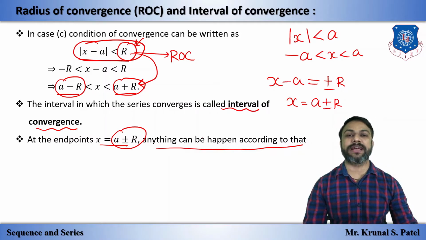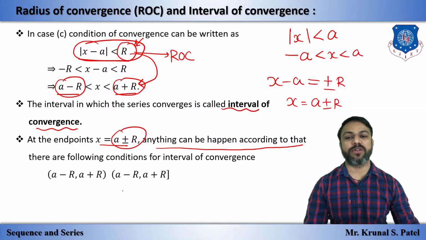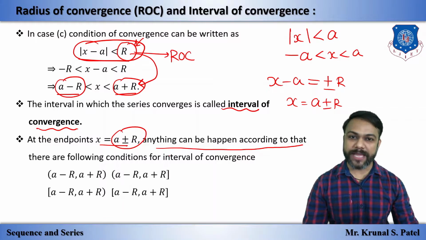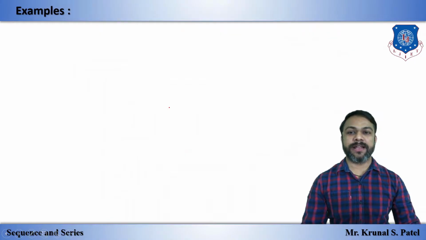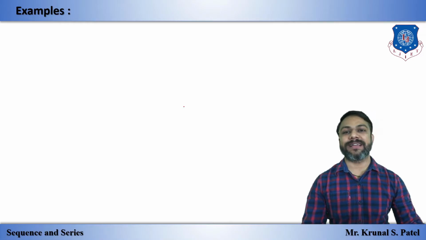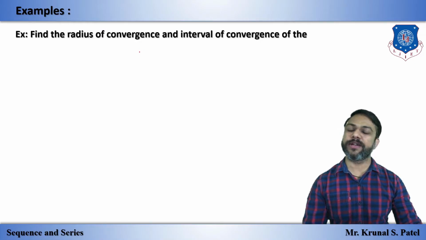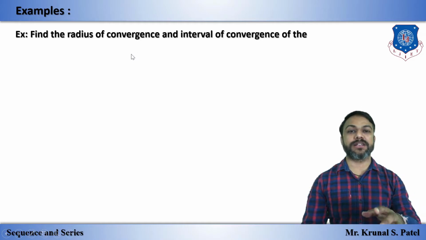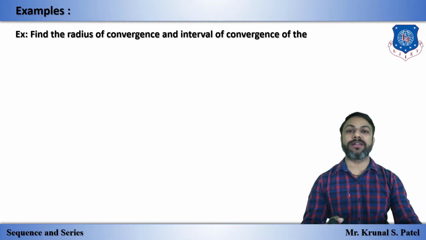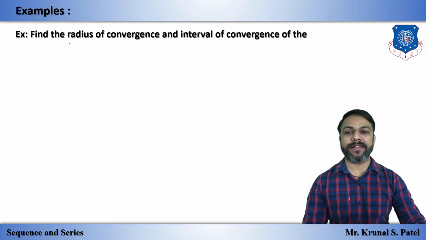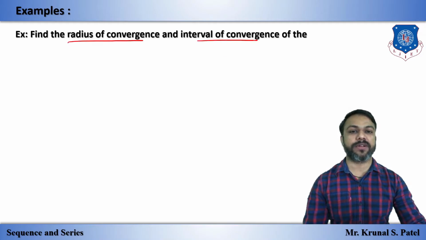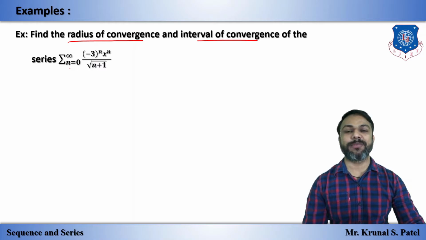So according to that, we have this interval of convergence. Okay, so this is called interval of convergence. Now to understand this ROC and IOC, let's have a look at the example. We have only 2 examples, but if you pay more attention to the first example, you will understand the next example better.